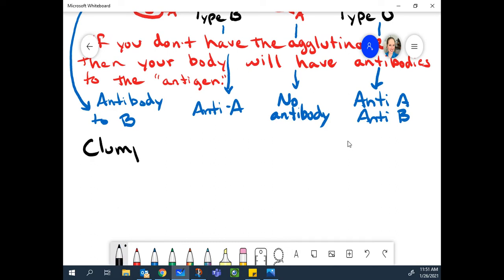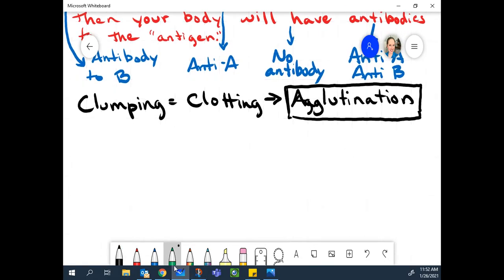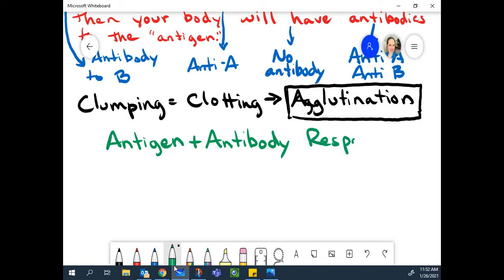So clumping is like clotting, but it's worse. And it's from the agglutinogens. Agglutination is our big word. So this is not your platelets clotting, and those are what keep you from bleeding out. This is clotting due to the antigen antibody response. So when your body thinks that something doesn't belong there, it has recognized the antigen or the proteins on the outside of the cell, and it sends antibodies, and that is our immune response.